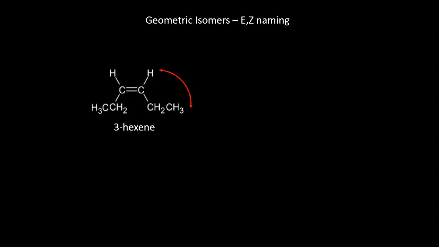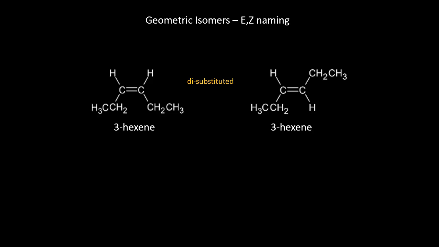If we switch these two groups, we have another molecule which you'll recognize as a geometric isomer and distinct from the first one because of restriction of rotation about the double bonds. This is also 3-hexene. You'll recognize these isomers as being disubstituted, and therefore the cis-trans naming system can be used. This one is cis-3-hexene because the two hydrogens are on the same side, and this one is trans-3-hexene because the hydrogens are on opposite sides.